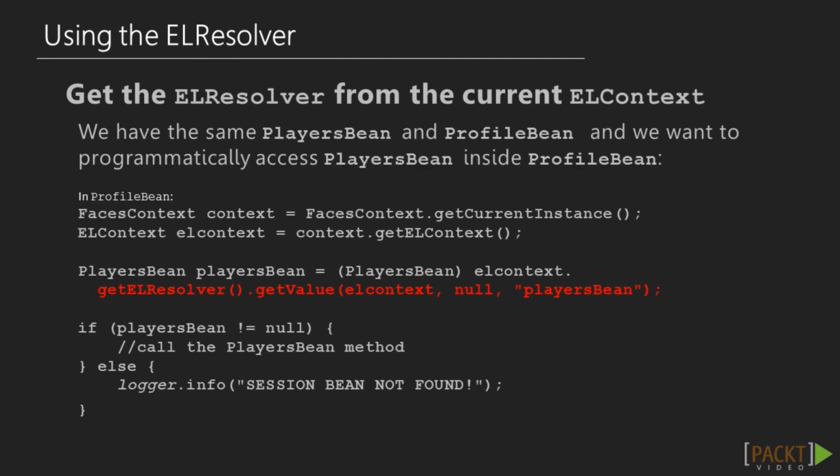In the last approach discussed in this video, we are using the EL resolver obtained from the current EL context. Once we have the current EL resolver, we can simply call the getValue method, which attempts to resolve the given property object on the given base object. We can easily pass the base as null and our playersBean as property.